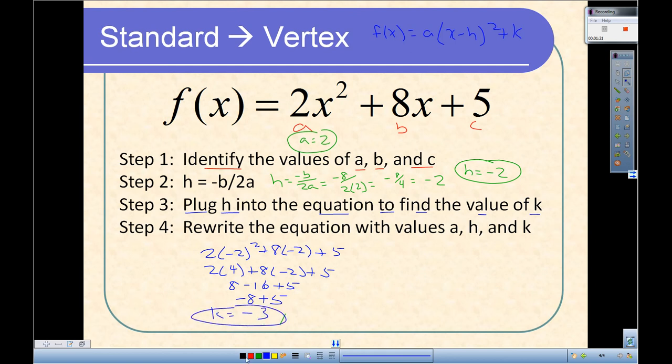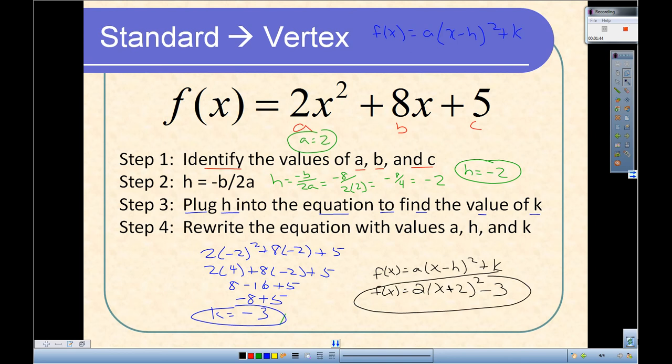And so now I have everything I need to write my vertex form. If you remember, vertex form is a times (x minus h) squared plus k. We just said that a was 2. We said that h was negative 2. Well, if I put a negative 2, this is minus a negative, which becomes a positive. So just remember to change your signs for the inside one. And then plus k. Well, k is negative 3. And so there is my vertex form. All right, that's it for now. Practice these, guys.